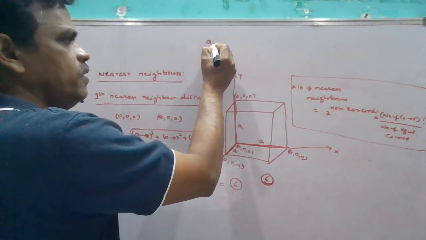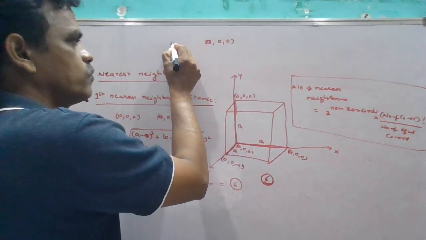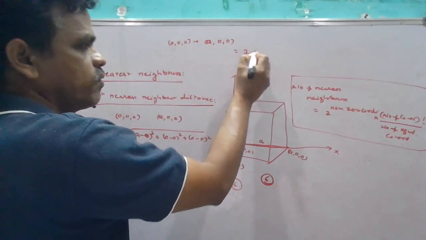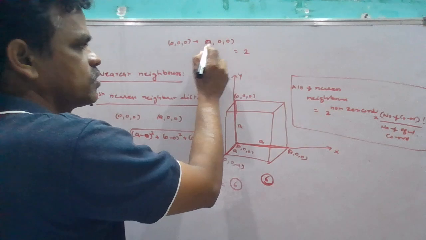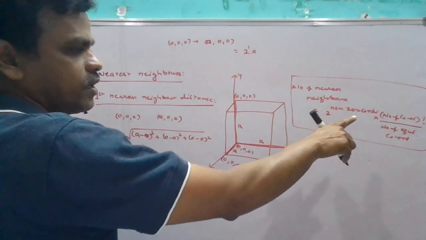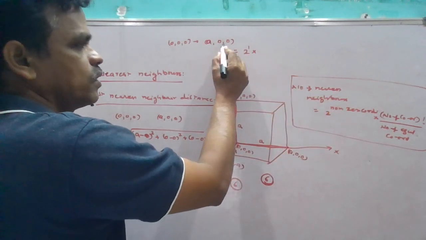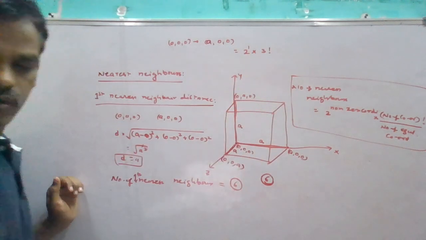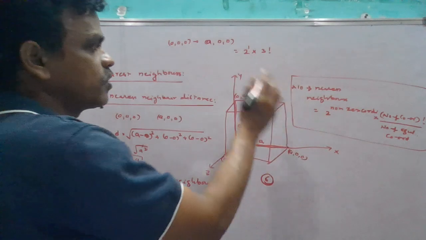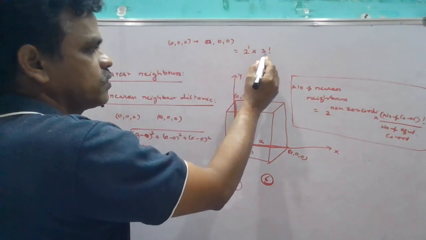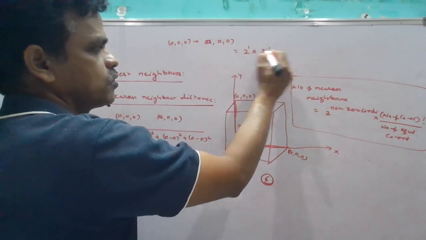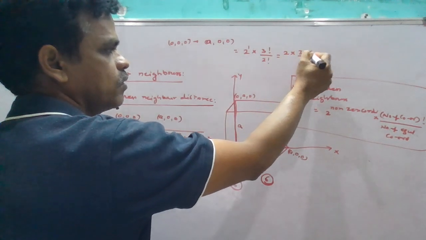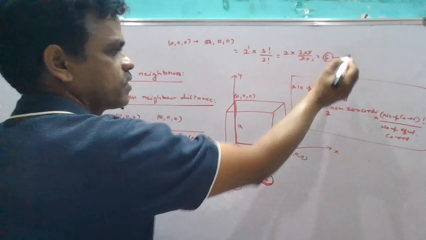So here, A00 from 002. Number of nearest neighbors, 2 power non-zero coordinates, non-zero is only 1, into number of coordinates factorial, that is 3 factorial, by number of equal coordinates, 2 equal coordinates, 2 factorial. So 2 power 1 is 2, 3 into 2 by 2 into 1. So 2 times 3 is 6.